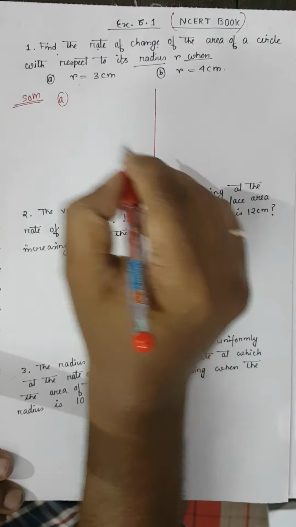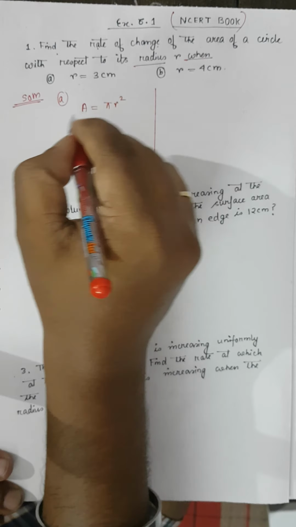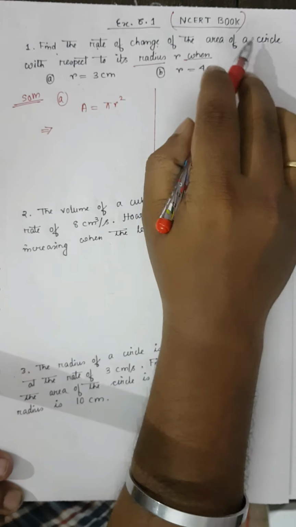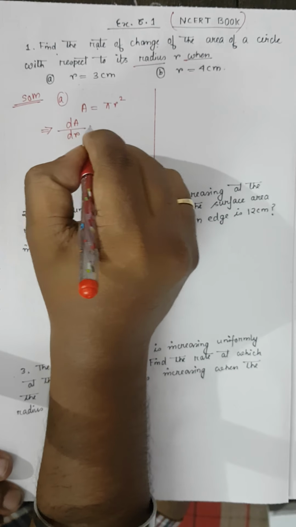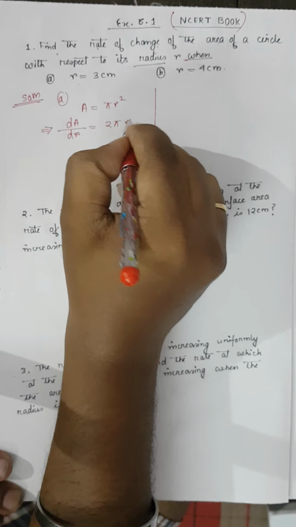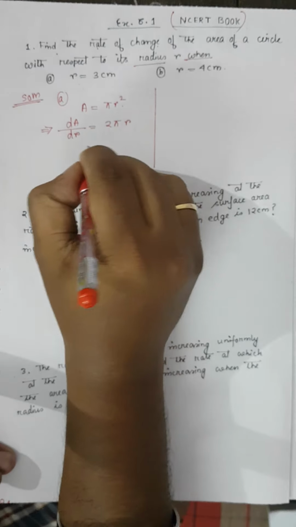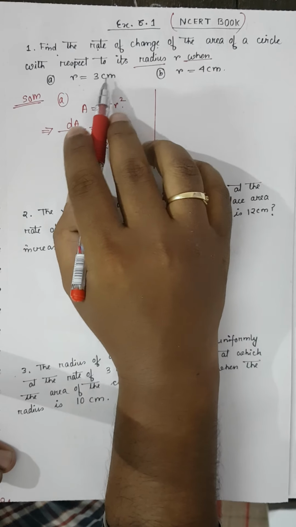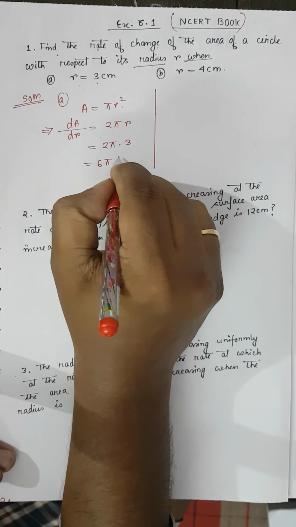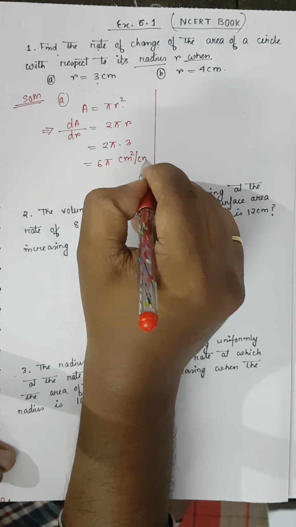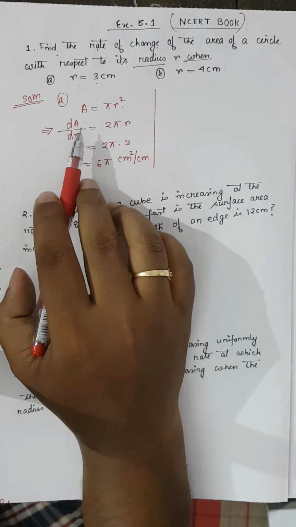Now solution. You are given A is equal to pi r square, so you have to find the rate of change of the area with respect to radius. So if I differentiate A with respect to r, I will get 2 pi r. If I differentiate r square, I will get 2r. So you are given here your r is equal to 3 centimeter. So put r equal to 3, that is 6 pi centimeter square by centimeter. You have to find the rate of change of area with respect to radius.